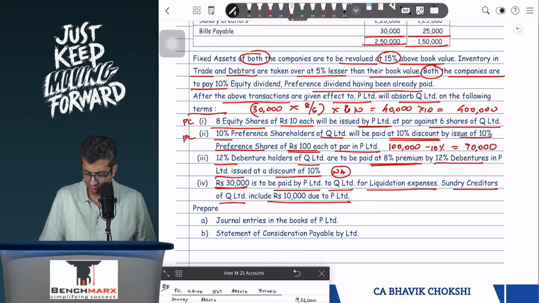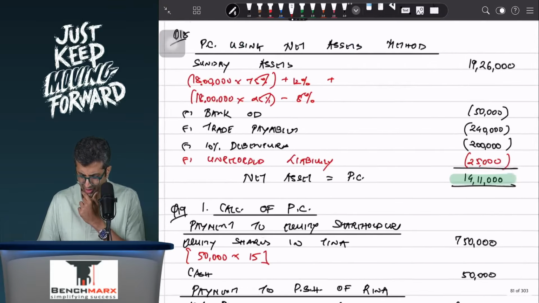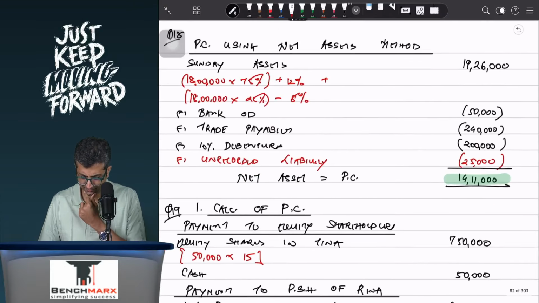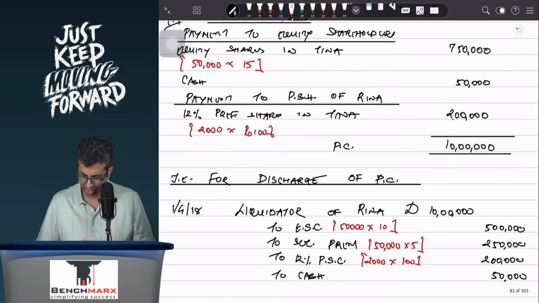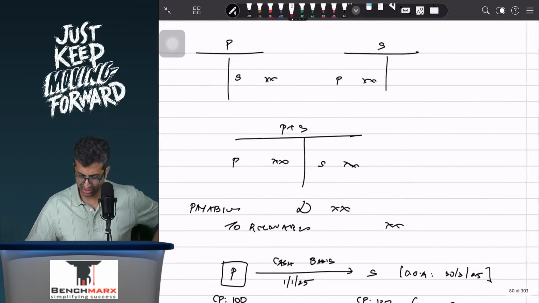First, they are asking you to prepare journal entries in the books of P and then statement of consideration payable by P. Can I say statement of consideration payable will be 4,90,000? If I look at question number 9, 19, so we have done 18, 19 done. If I look at question number 9, where is this?